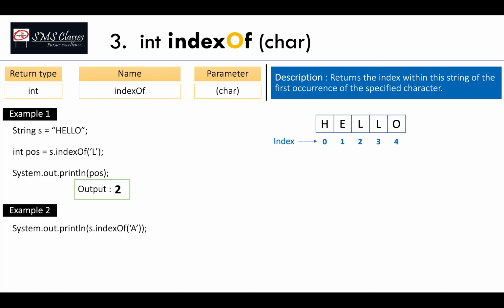Another example: you are giving a letter, let's say in this case a, which is not there in hello. It will search for a, but it is not finding a. So that time it returns -1. Unlike charAt, this is not going to give an error when you give a character which is not there. Instead, it gives -1 to indicate that the particular letter is not there in the string.